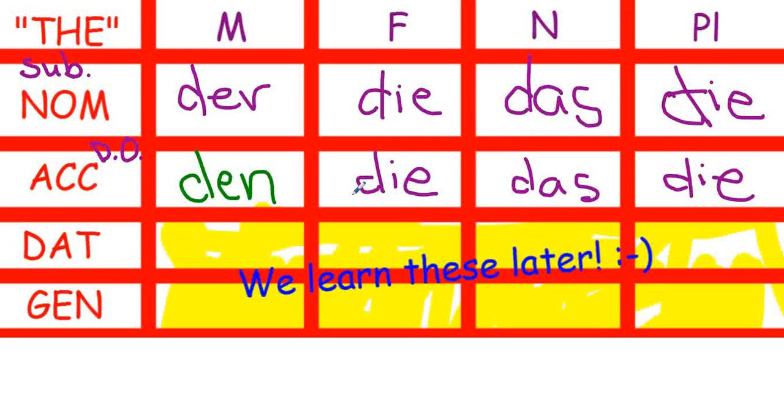So the English chart of this would be the, the, the, the. But in German, they change. Right now, the only one we have to worry about is accusative. That's the one that changes. So, for nominative case, der, die, das, die. Accusative, den, die, das, die.